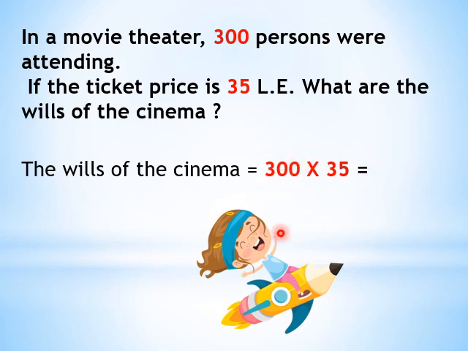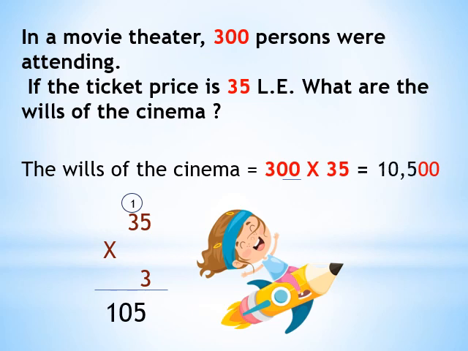Here I have two zeros, so I will drop down the two zeros to the most right, and I will multiply 35 by 3. I'll use here the standard algorithm. So I have 3 by 5 equal 15. I write 5 only, and I will carry up 1. Then I multiply 3 by 3 equal 9. 9 plus 1 equal 10. So the answer will be 105. So I write it beside the two zeros I wrote before. The answer will be 10,500 pounds.